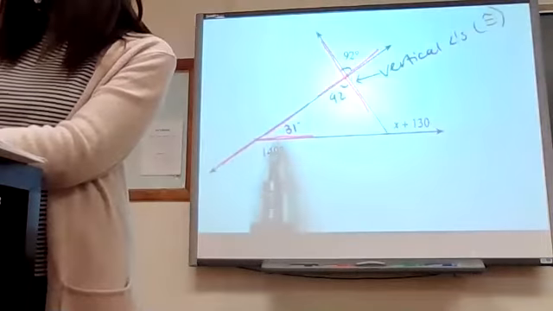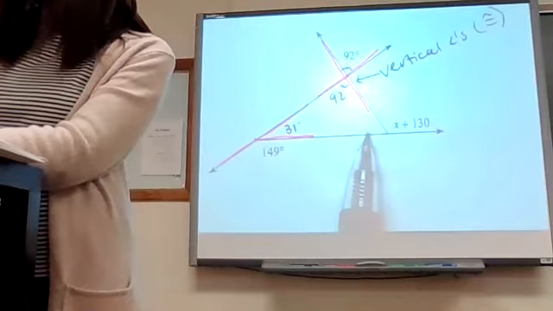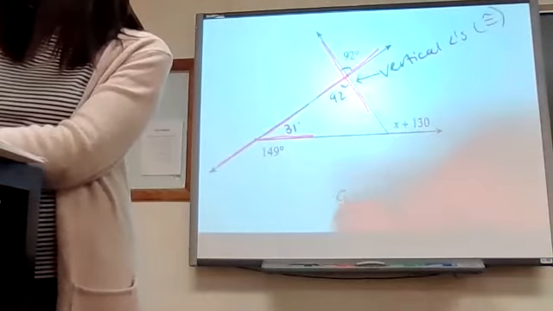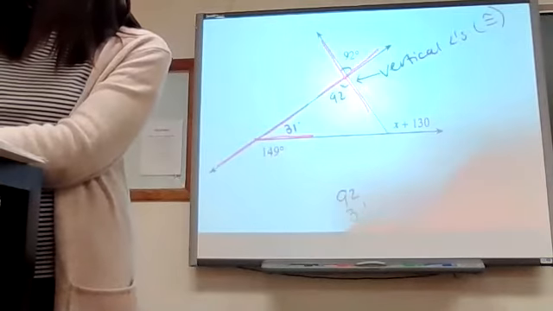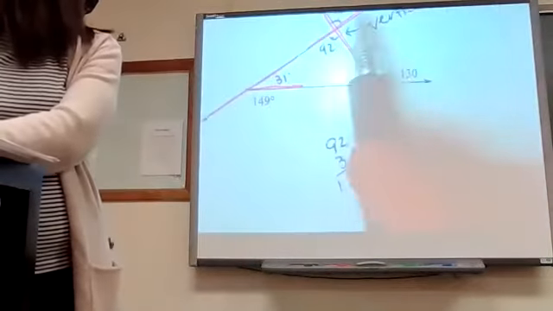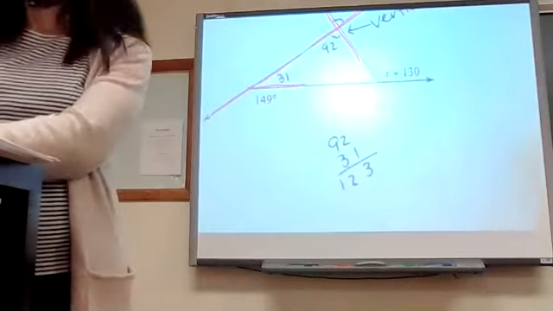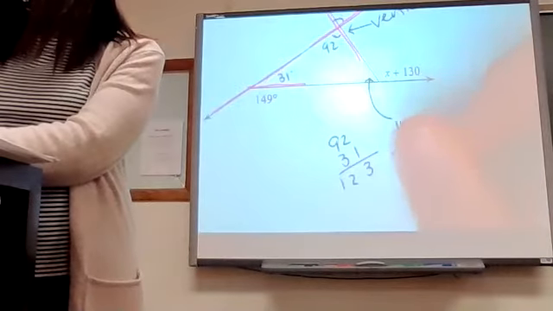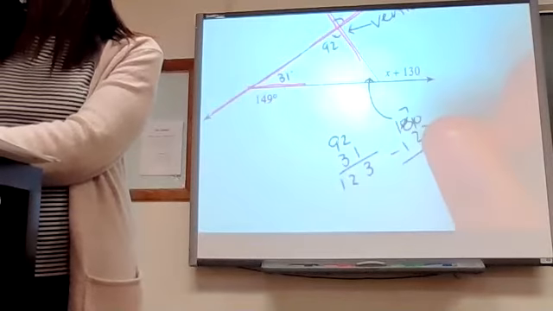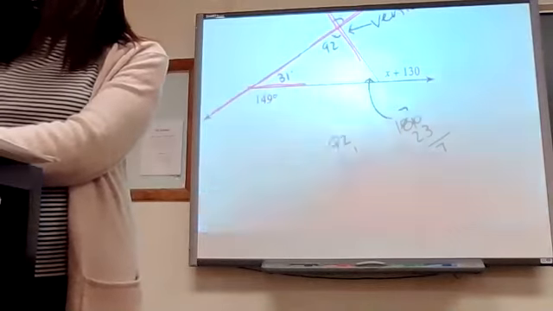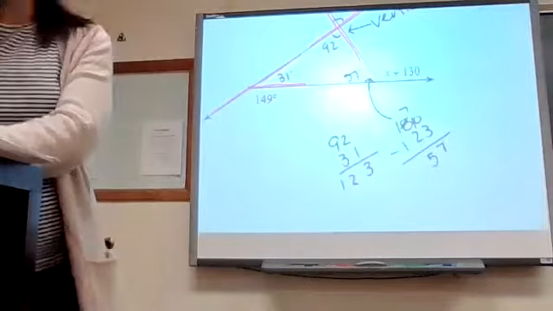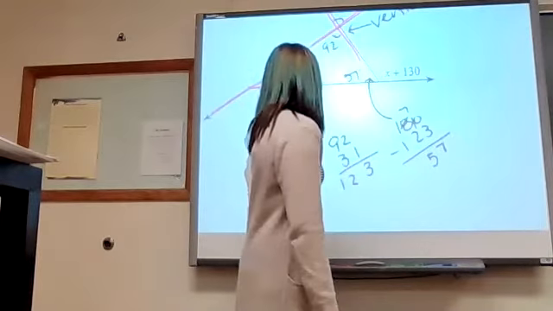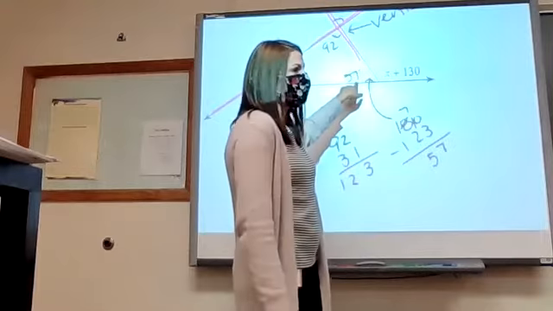And now I know this angle and this angle, I can find this angle. Okay, and it's gonna get even trickier over here. So I can go, okay, well, 92 and 31, that gives me 123 between these two angles. To find this angle here, I can do 180 subtract 123, which gives me 57 degrees. Okay, so vertical, linear pair, triangle equals 180, boom.